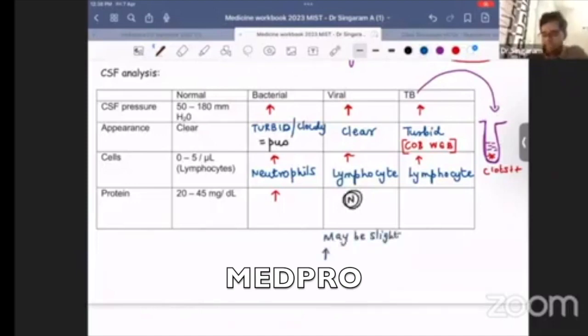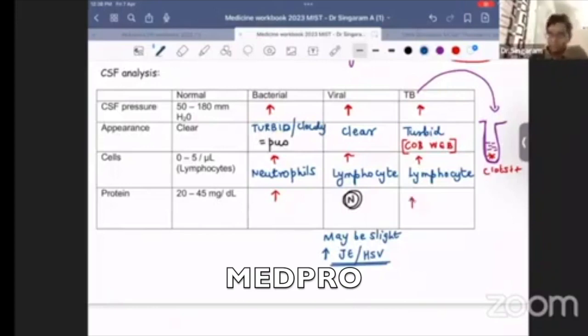It can be slightly elevated in Japanese encephalitis as well as HSV infection. This is given in all your standard textbooks. Generally, if they ask you about viral encephalitis, the protein count is normal only, but may be slightly increased in case of JE or HSV encephalitis. Please keep this in mind.